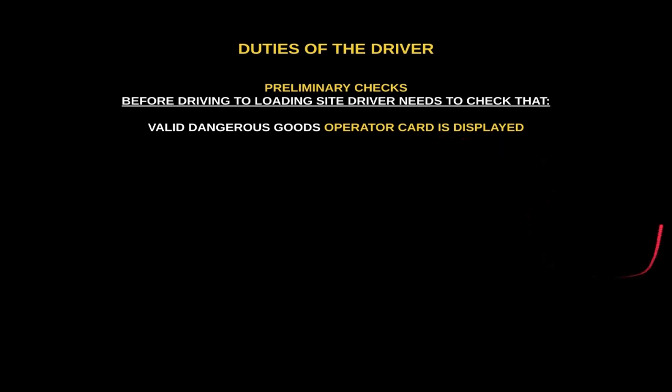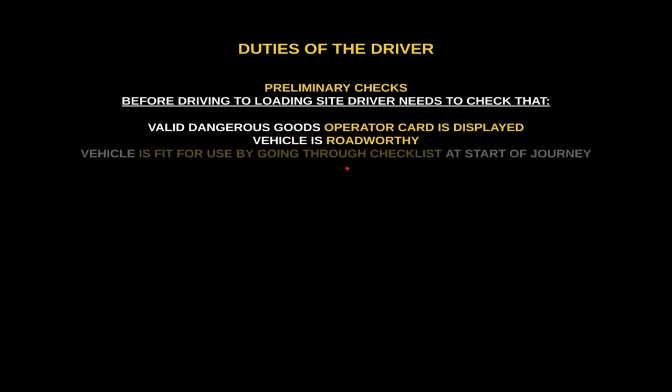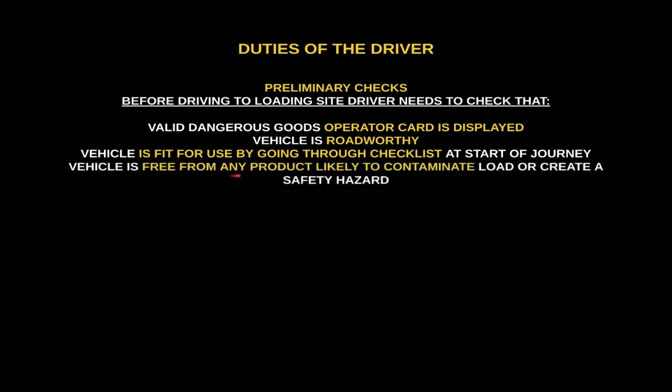Now, what are the duties of the driver? We'll start with our preliminary checks. Before driving to the loading site, the driver needs to check that a valid dangerous goods operator card is displayed. Remember, that's the circle operating card that goes on the windshield. The vehicle is roadworthy, which will be done by the operator. The vehicle is fit for use by going through the checklist at the start of the journey. The vehicle is free from any product likely to contaminate the load or create a safety hazard.